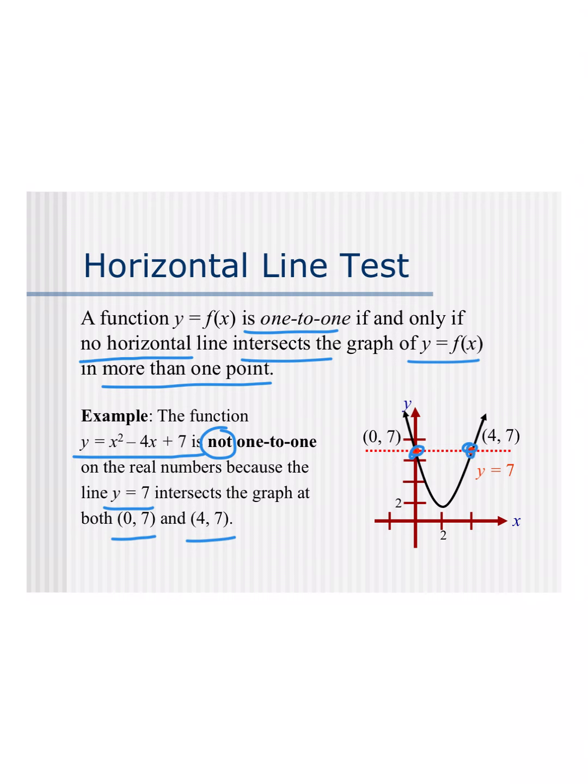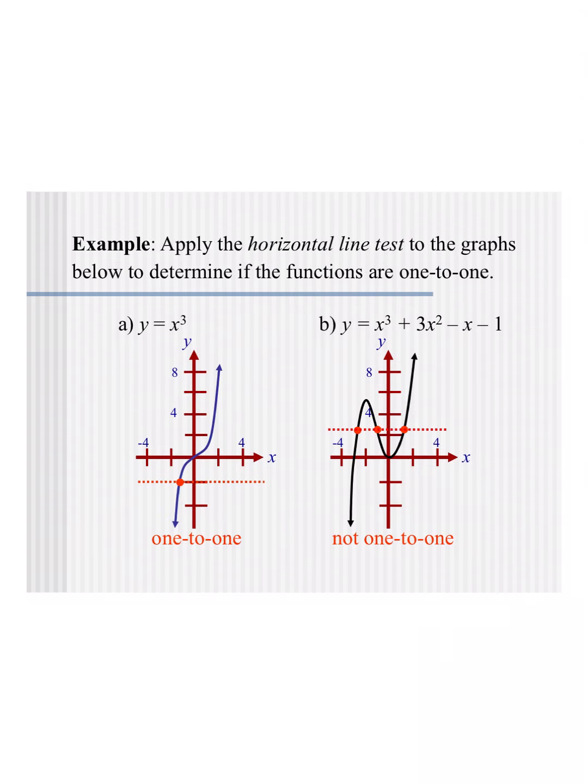So all it takes is being able to draw one horizontal line that intersects your graph in more than one place to show it is not one-to-one. If you can't draw a horizontal line that does that, then your function is one-to-one. Let's look at some more examples here. Here we're going to apply the horizontal line test to see if the graphs are one-to-one or not.